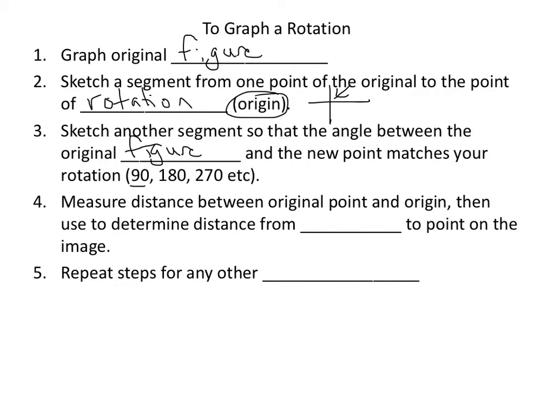So you'd have to measure out a 90, 180, or 270 degree angle, or 60, or whatever else it may be. Then you have to measure the distance between the original point and the origin, and then use that to determine the distance from the origin to the point on the image. And then you're going to repeat that step for any other points of your figure. Sounds super confusing, I know, but I will show you in class.